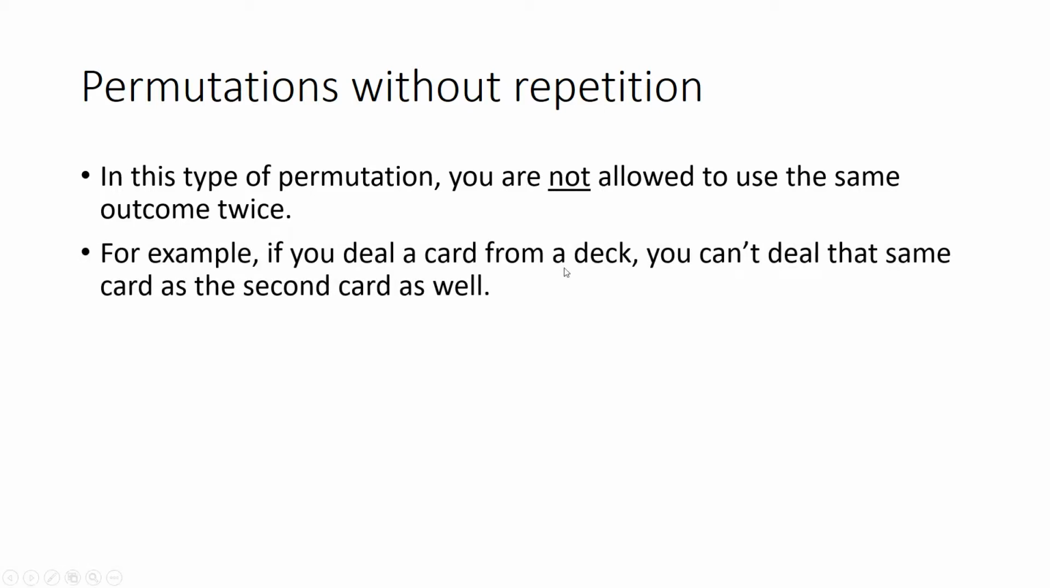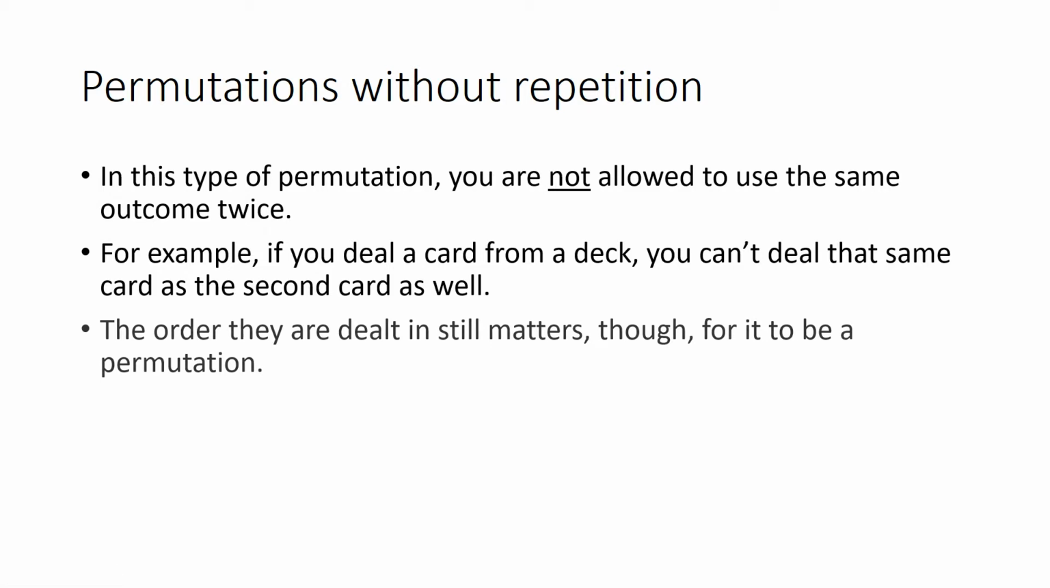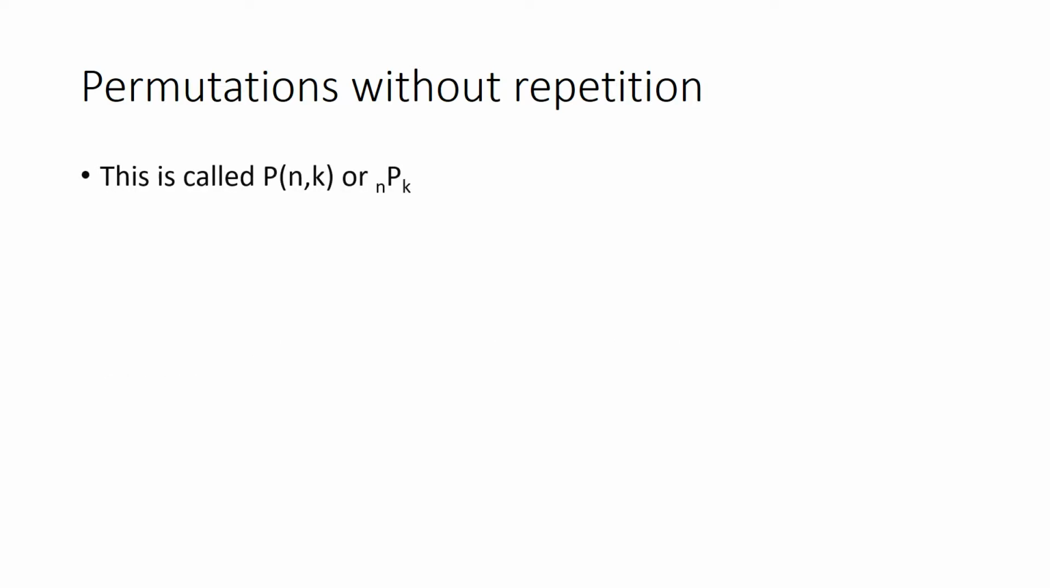So, for example, if you deal a card from a deck, you can't deal that same card as the second card as well, because you've just dealt it. It's gone from the deck. You can't deal it. So the order dealt in still matters in order for it to be a permutation. We're not dealing a poker hand where you can rearrange the cards in your hand. They're still dealt in order, but it's just that we can't repeat the cards.